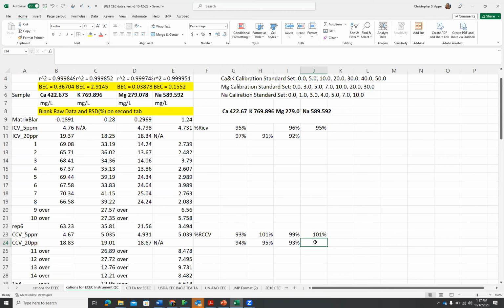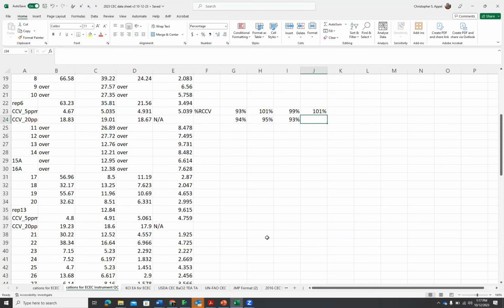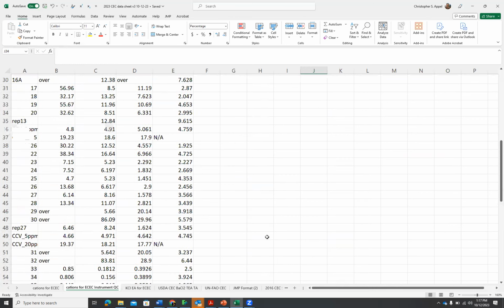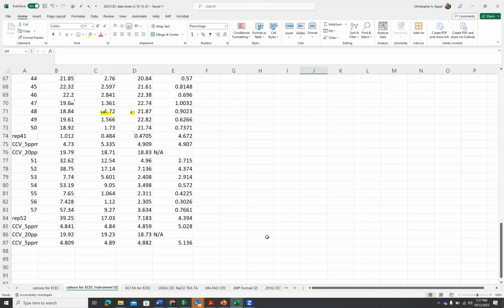Good for everybody? Because the CCVs again are 5 and 20, same as the concentrations of our ICVs. So then just go through your spreadsheet and keep pasting that block of formulas in until you don't have them anymore.